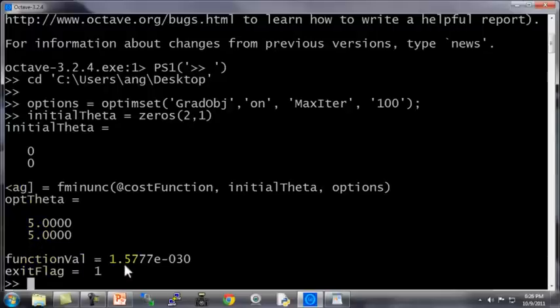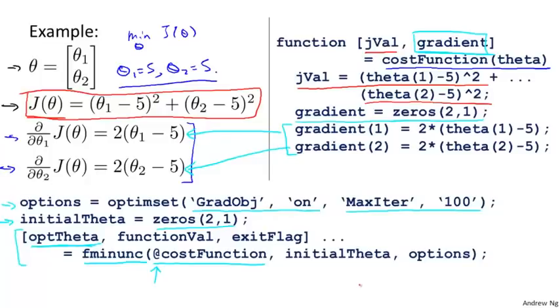The function value at the optimum is essentially 10 to the minus 30, so that's essentially 0, which is also what we're hoping for. And the exit flag is 1. And this shows the convergence status of this. And if you want, you can do help fminunc to read the documentation for how to interpret the exit flag. But the exit flag lets you verify whether or not this algorithm thinks it has converged. So that's how you run these algorithms in Octave.